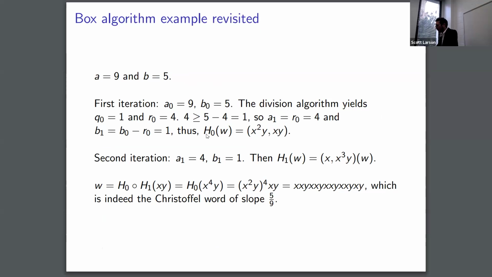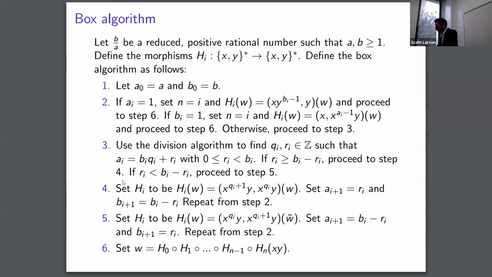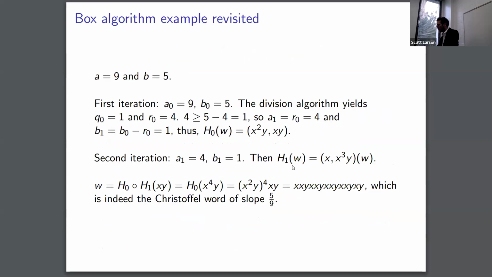Sorry. So this H0 is what we get here in step 4. Once you get down to one of the A's or B's being equal to 1, then you have this base case here. That's what this H1 is. Okay. And then once you get there, you just compose the functions, apply them to this word X, Y, and you get the Christoffel word. So the box algorithm shows us that you can kind of think about Christoffel words as how can I evenly distribute these X's and these Y's across this word.